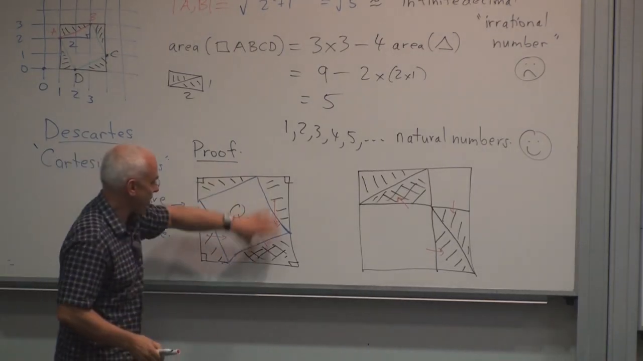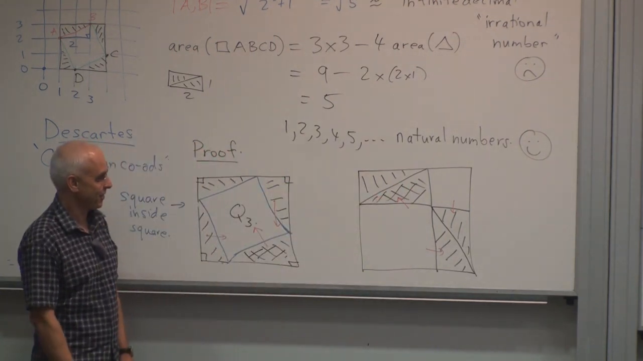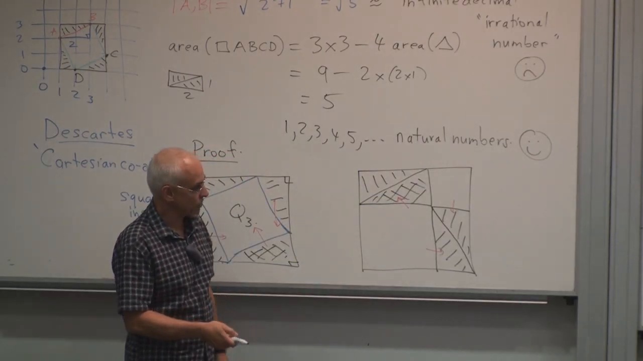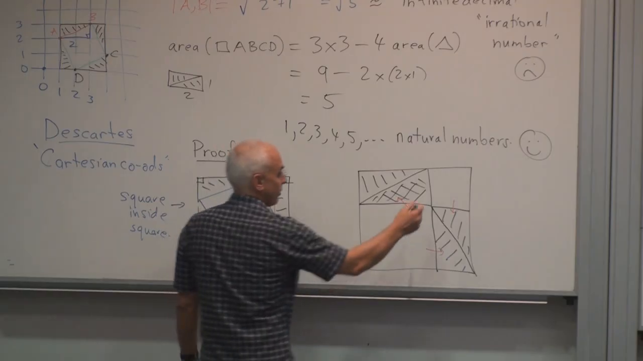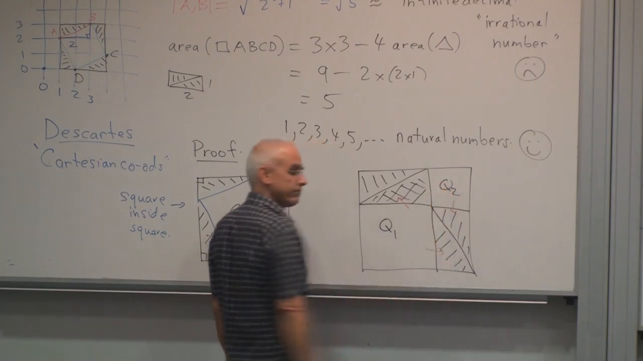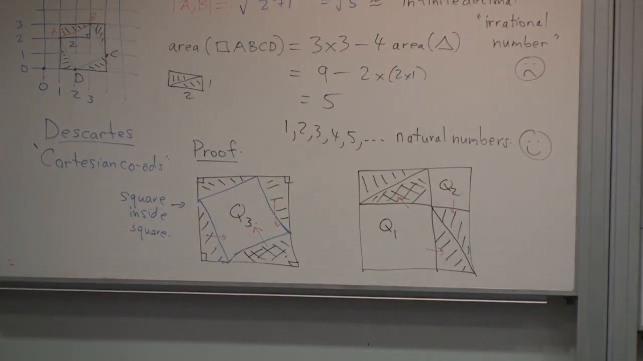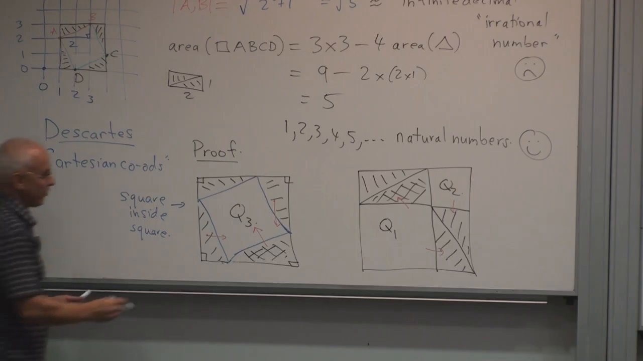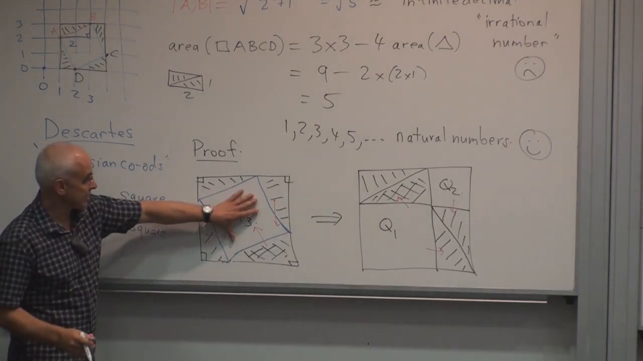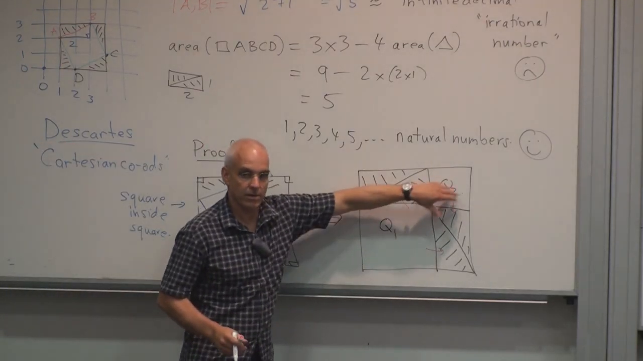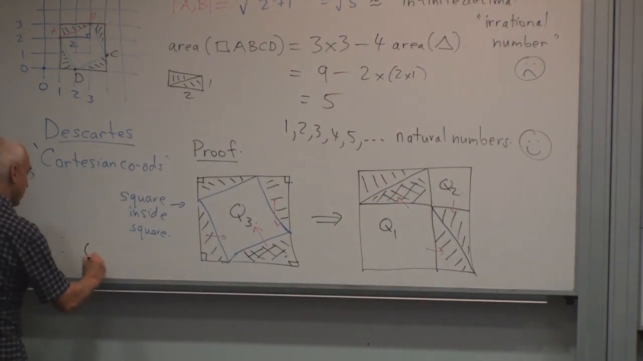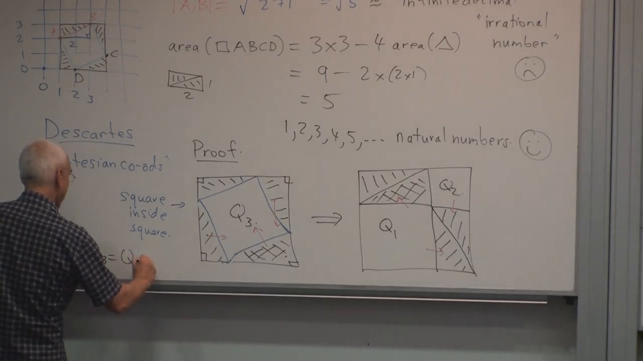The original square is supposed to be the same size. And now we see that we have 2 smaller squares whose areas are Q1 and Q2. And since we've just moved things around, we haven't distorted or changed the areas, the area inside here has got to be the area combined of these two. So we can deduce that Q3 equals Q1 plus Q2.